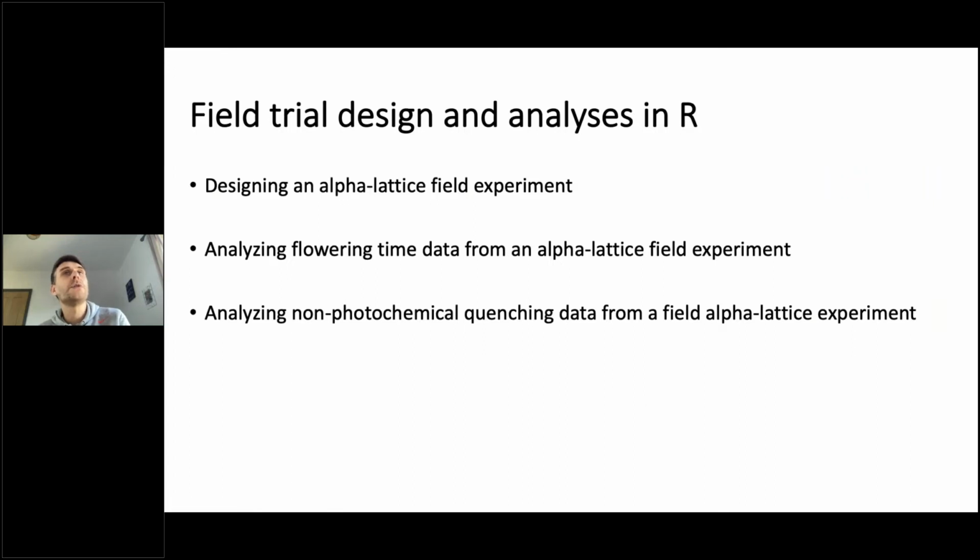There'll be 3 components to what I talk about today. First, I'm going to talk about designing an alpha lattice field experiment and show you exactly how we do that within CAPITALISE. This is an experimental design that we use for the 3 species when we're surveying this natural variation in fields. And then I'll give 2 examples of how we analyze data that we generate from these experiments. Firstly, some flowering time data, and then some data that's related to photosynthesis, specifically a photoprotection mechanism called non-photochemical quenching.